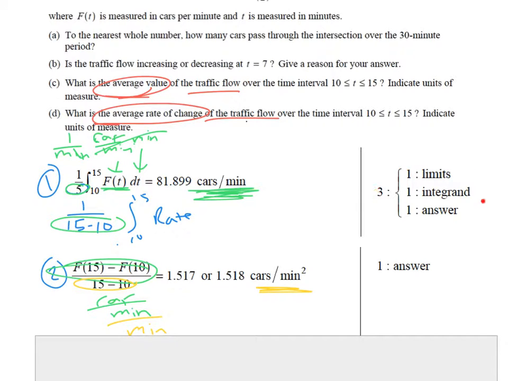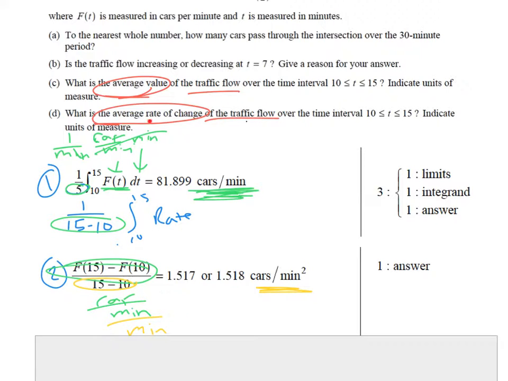I've got the AP rubric, so this is giving you how you're getting your points. That one's worth 3 points. And then part D, average rate of change of the traffic flow. So I even said it as average rate of change. A slope is a rate of change. So you're finding the rate of change of the traffic flow.